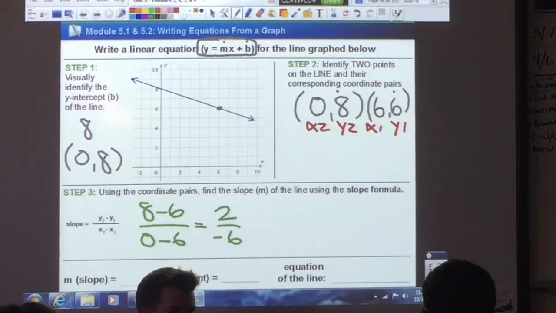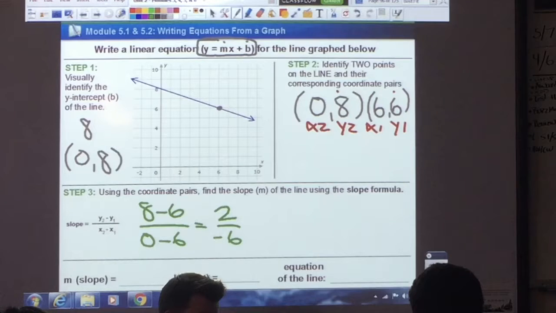Tell me the factors of 2 again. 1, 2. 1 and 2. Tell me the factors of 6. 1, 2, 3, and 6.